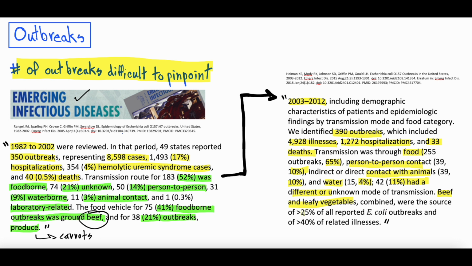were the source of more than 25% of all recorded E. coli outbreaks and more than 40% of food-related illnesses in general.